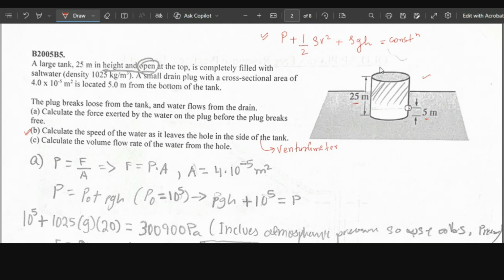I'm confused about one thing though. In this equation, there's pressure, and then there's rho gh. Isn't rho gh also equal to pressure, sir? See, here pressure is pressure energy, and this is potential energy. Oh, so pressure energy and potential energy are the things being represented here.